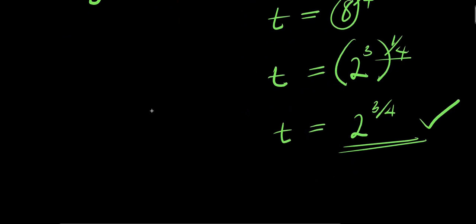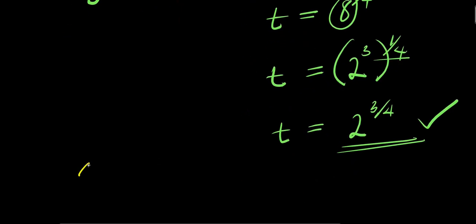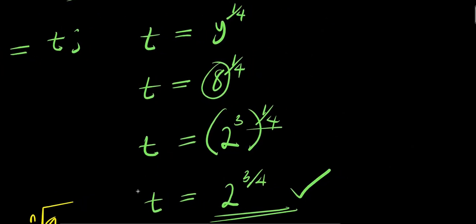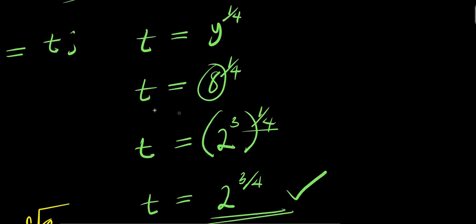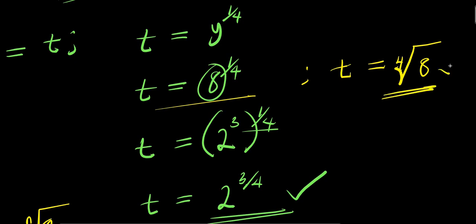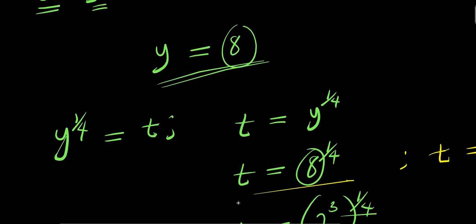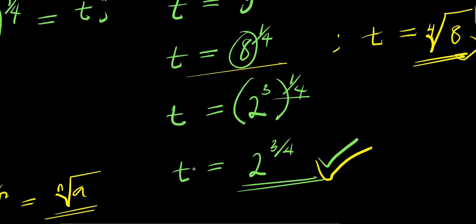And that is not all. Remember, if you have a power 1 over n, this equals the n root of a. So now that you have t equals 8 power 1 over 4, I have t equals the fourth root of 8. So that is our answer. You can leave it this way. They are all correct.